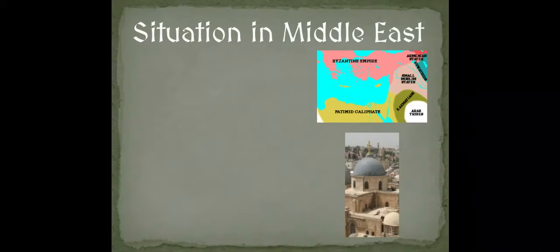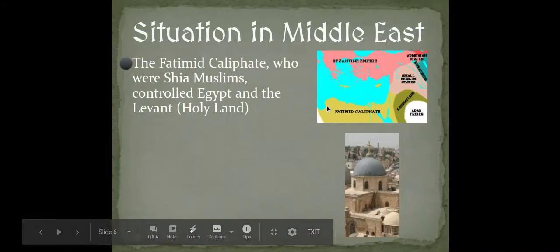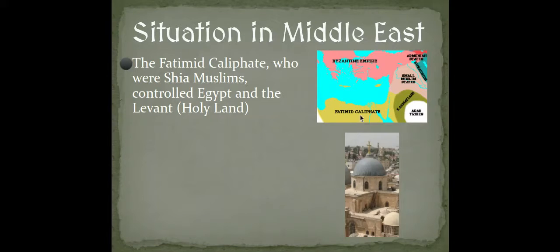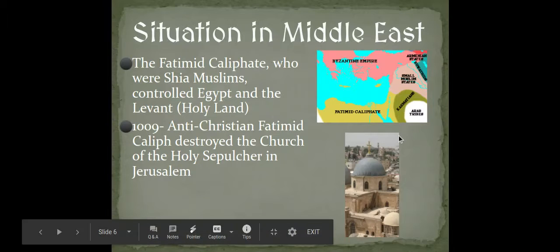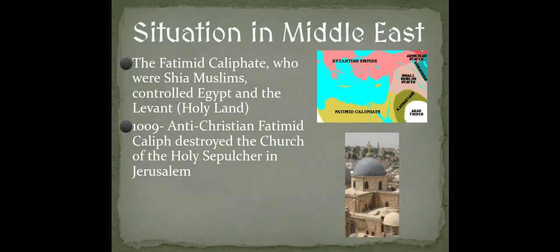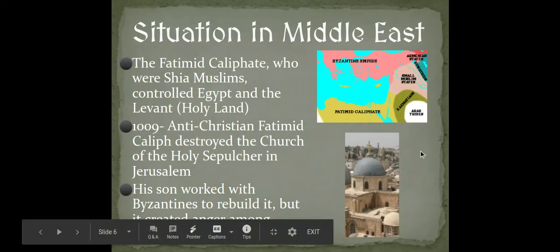Let's look at the situation in the Middle East as we lead up to the Crusades. Watch the map up here. I'm going to reference this. The Fatimid Caliphate right here in Egypt controlled the Holy Land at the outset of the Crusade period. In 1009, an anti-Christian caliph, who is like an emperor, destroyed the Church of the Holy Sepulchre in Jerusalem. So he destroys the church where Jesus was buried. His son works with the Byzantines, who are up here, to rebuild it, but this creates anger among Western Christians. Western Christians kind of feel like they're snubbed. They don't get a say in the rebuilding of their holy church.